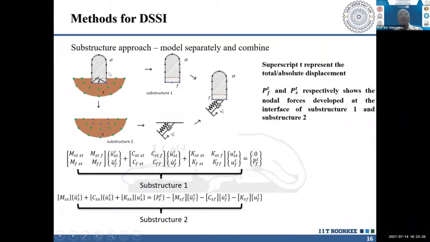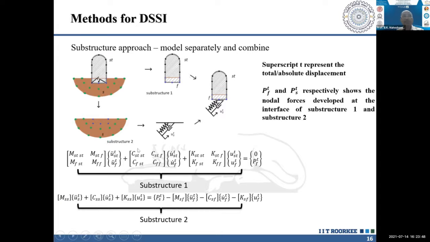Similarly, if we go for the substructure approach, then we divide this complete problem into two parts. One is the substructure and another is the free field. Normally, when we say free field, that means this excavated part is also filled. So we fill this soil to make it free field, and then we deduct from the structure the same amount of stiffness and other properties. So it is balanced out. We consider the free field because it is easy to deal with compared to the excavated field.